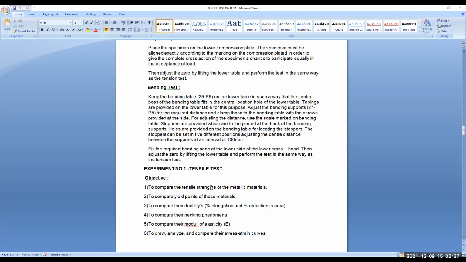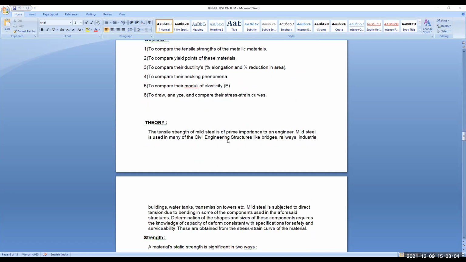So what is the objective of the tensile test? It is to compare the tensile strength of metallic materials, to compare the yield point of these metals, to compare the ductility, that is percentage elongation and percentage reduction in area, to compare their necking phenomenon, to compare their modulus of elasticity, and to draw, analyze, and compare their strength and stress-strain curves.